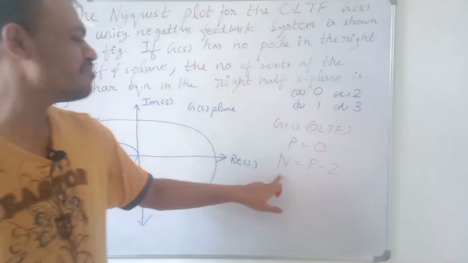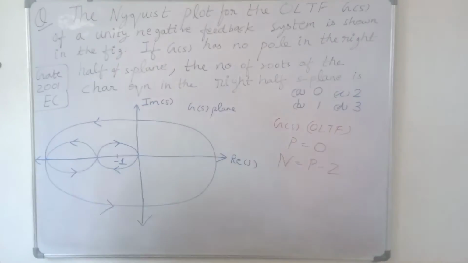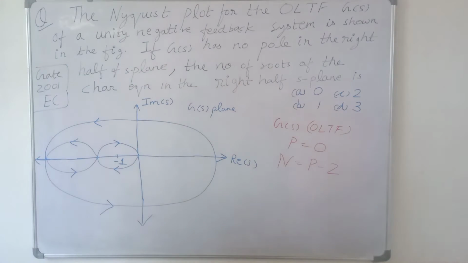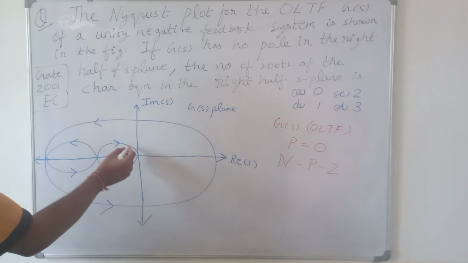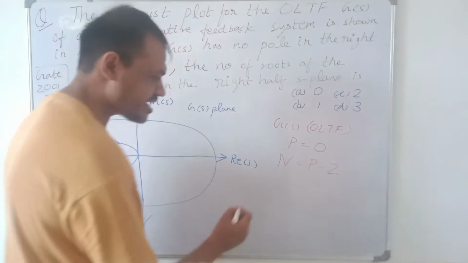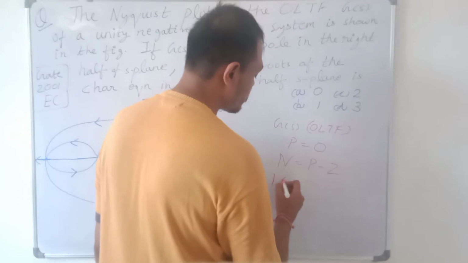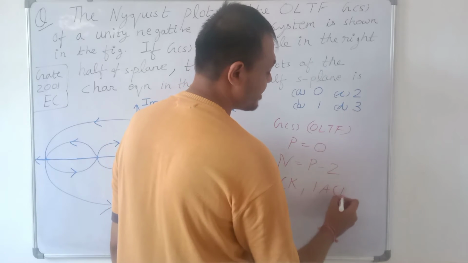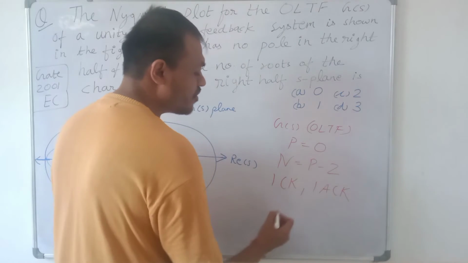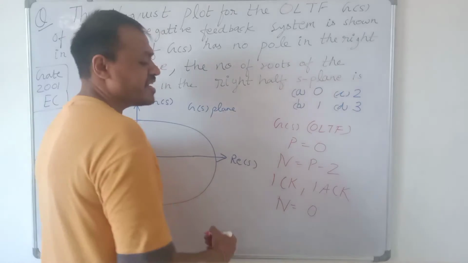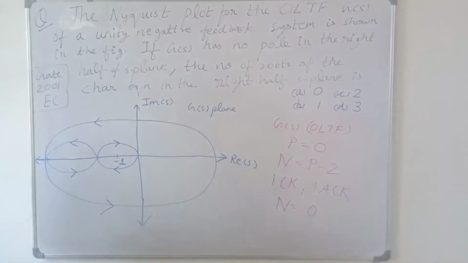Now N is the number of encirclements of the critical point. Critical point is minus 1 plus j0. So this is the critical point. Now there is one clockwise encirclement and one anti-clockwise encirclement. So the overall value of N, the number of encirclements, is 0 because one clockwise and one anti-clockwise will cancel each other.